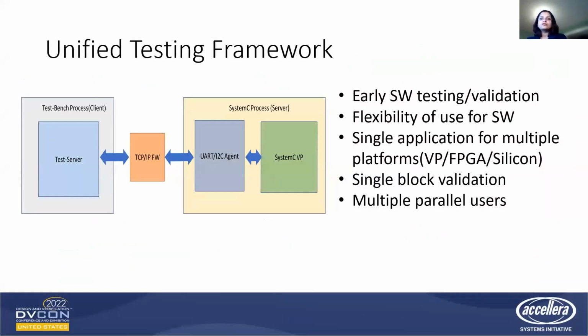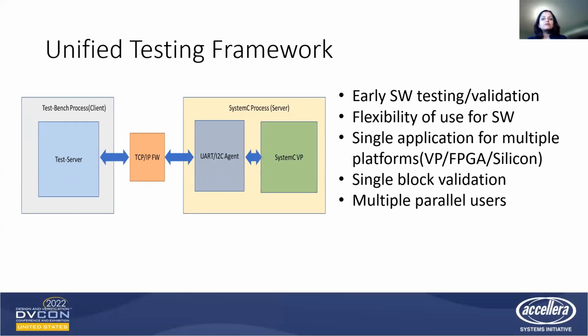As in the last slide I mentioned, the unified testing framework can run applications seamlessly on different platforms. Here is the description of how it interacts with the virtual prototype. This here is the test server. It is basically the host PC that runs the software testing framework. Now it connects to the SystemC agent present within the virtual prototype using a TCP/IP-based firmware.